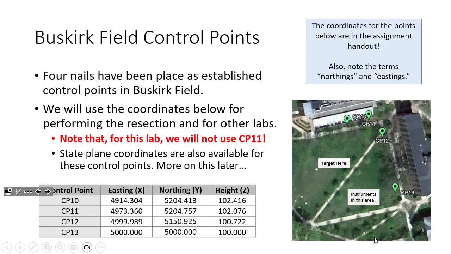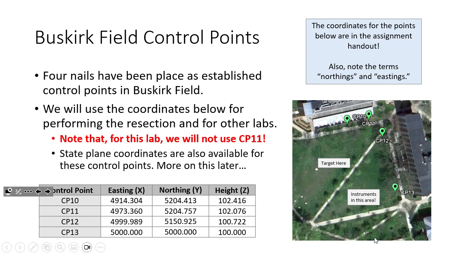I have 4 control points in Buskirk Field, and I've named them control point 10, 11, 12, and 13. We are not going to use control point 11 for this lab. We're going to use 10, 12, and 13.